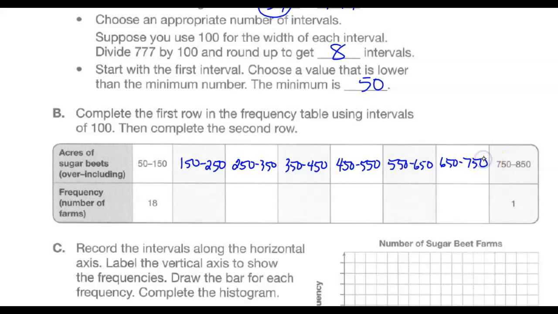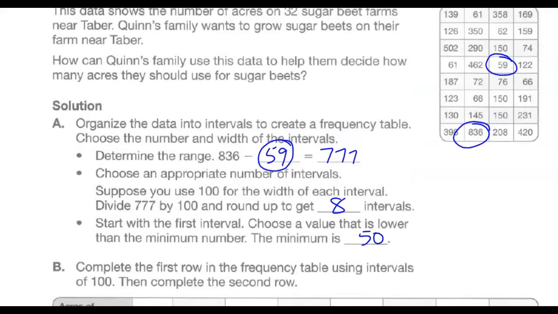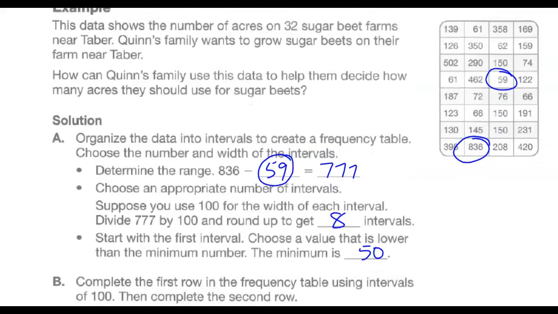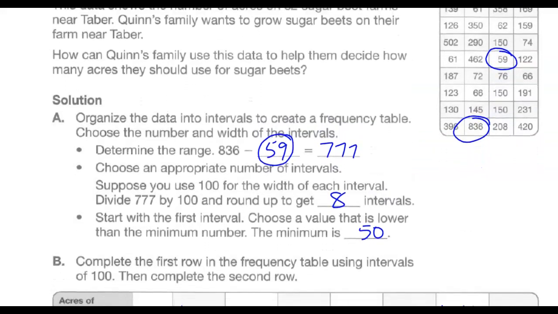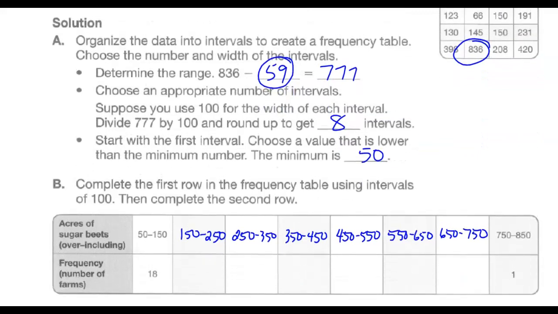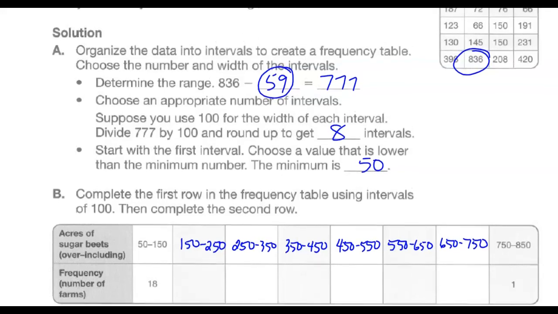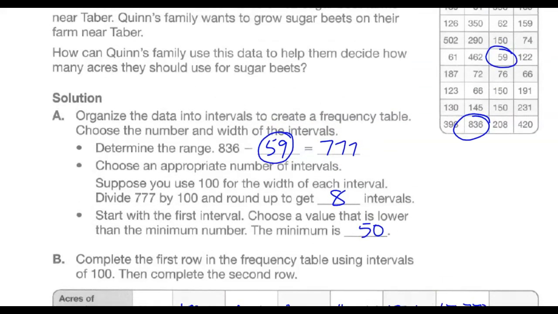Okay. Then look for the frequencies. Basically, you can do it by a tally if you wanted to. So the number of farms, so yeah, I might do it by a tally.